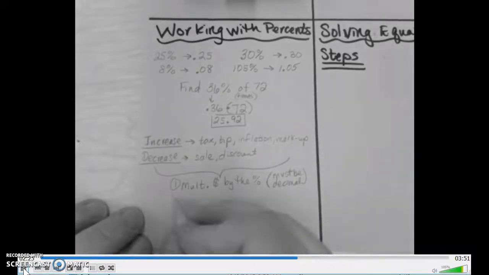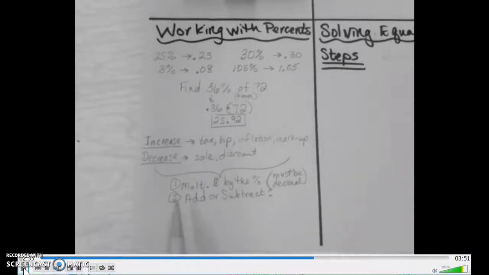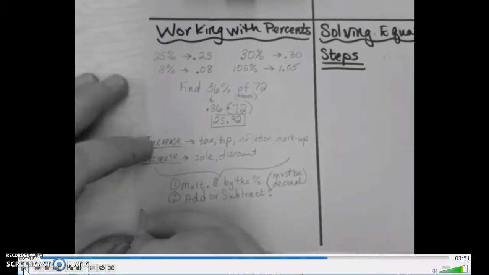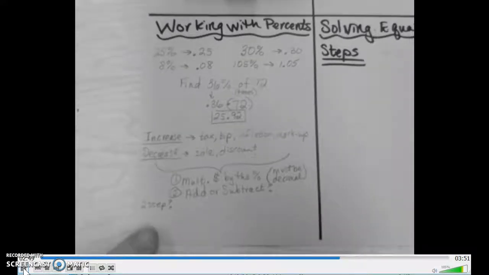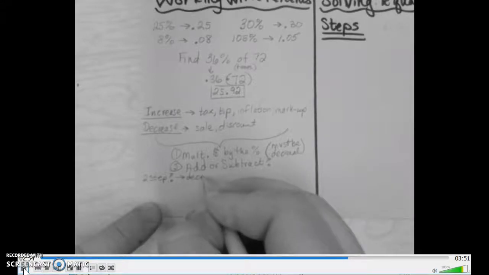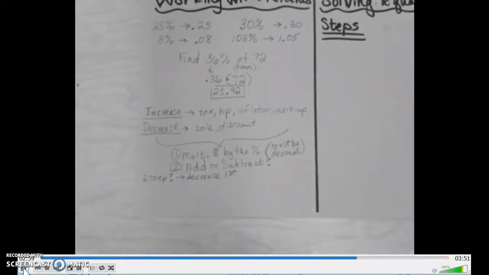The second step is you're going to have to decide, do I add or do I subtract? So if it's an increase, you would add it. If it's a decrease, you would go ahead and subtract it. Another thing that's going to happen is sometimes you're going to have two steps because it has increase and decrease. And if you have a problem that's increase and decrease, you do the decrease first. So remember to do the decrease first.